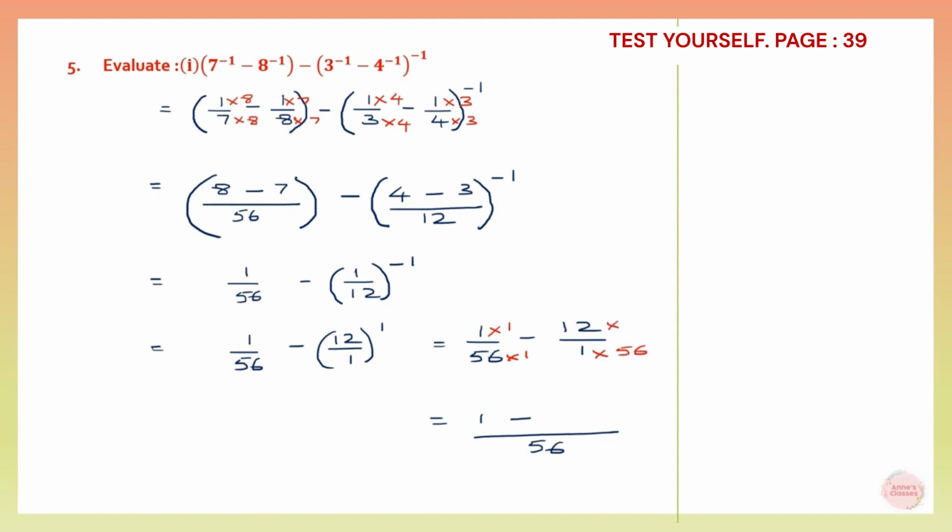That means we have to multiply 12 into 56. 12 into 56 is 672. So what do we have now here? 1 minus 672. 672 has a negative sign. That's a bigger number. So we put the sign of the bigger number and we subtract. 672 minus 1 is 671 and the denominator is 56. So what is our answer? Minus 671 by 56.